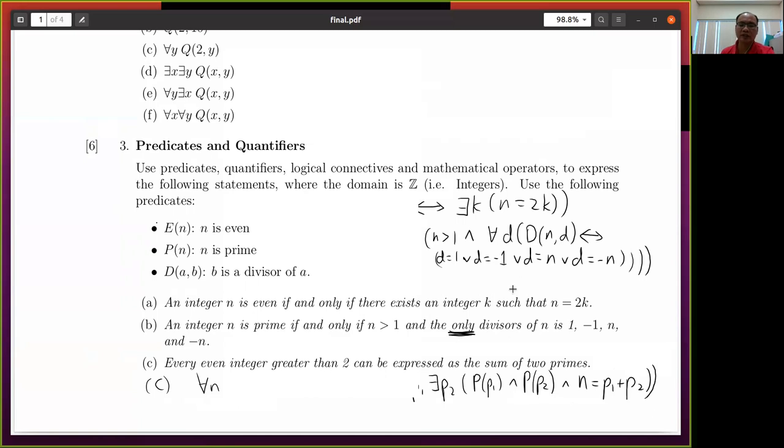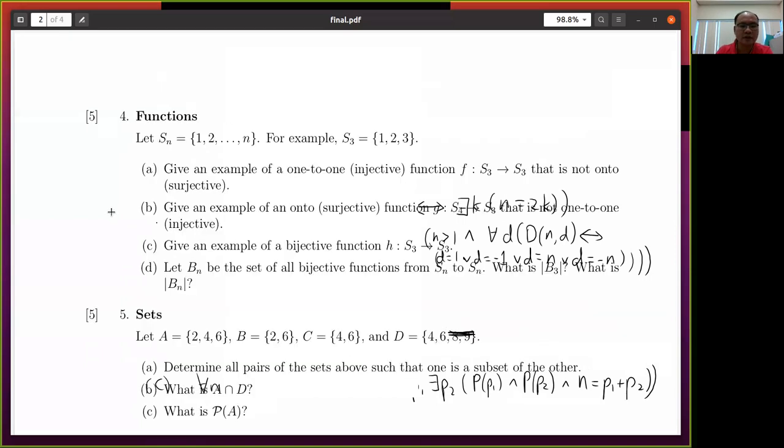Let's close out the brackets. Okay, so again, for every number, if it's even and greater than 2, then you can find 2 numbers that are prime, they're both prime, and add up to n. Okay, that's how you do this problem. Okay, let's go to the next one.